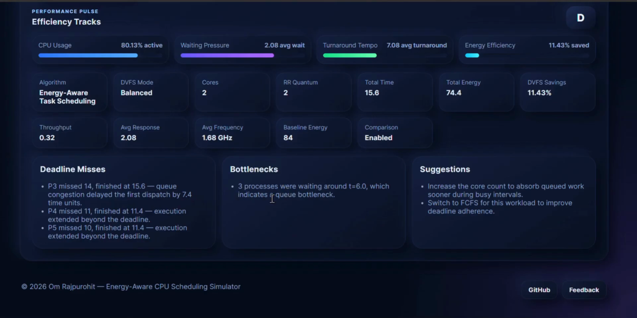And next we have bottlenecks. Bottlenecks identifies congestion points in the system. For example, three processes were waiting around T6, which indicates a queue bottleneck. And next, in this suggestion tab, the system intelligently suggests improvements. For example, increasing the number of cores, switching to EDF for better deadline handling, or using round robin to reduce long waiting times.